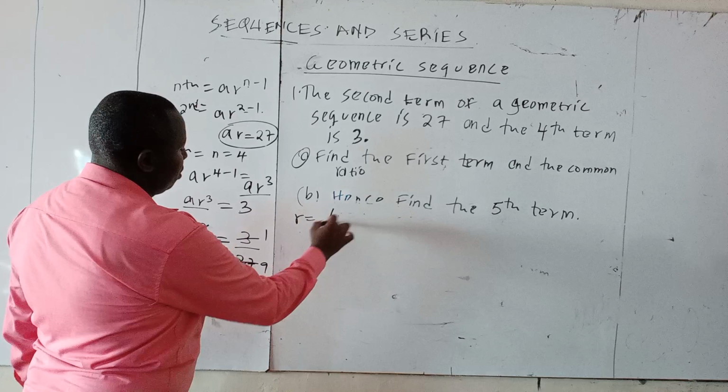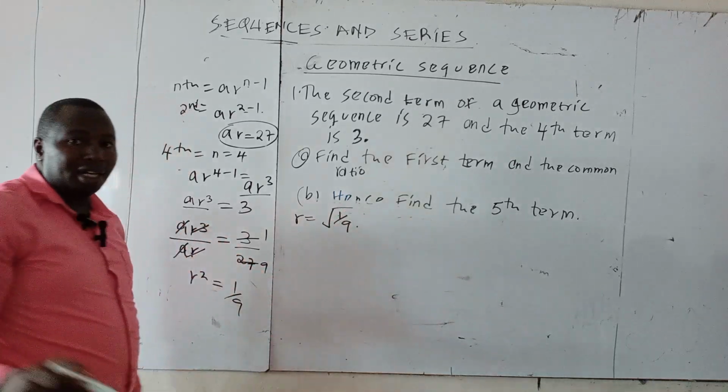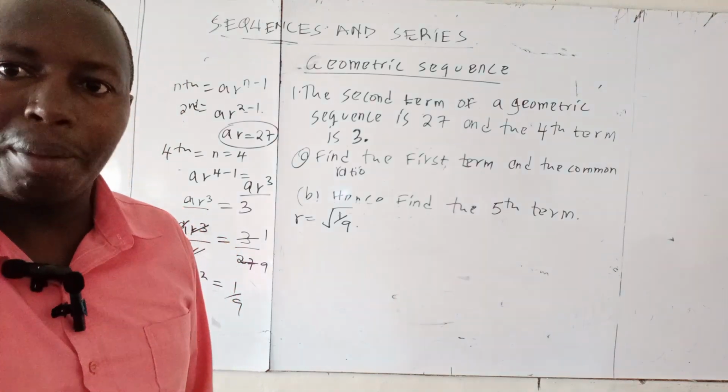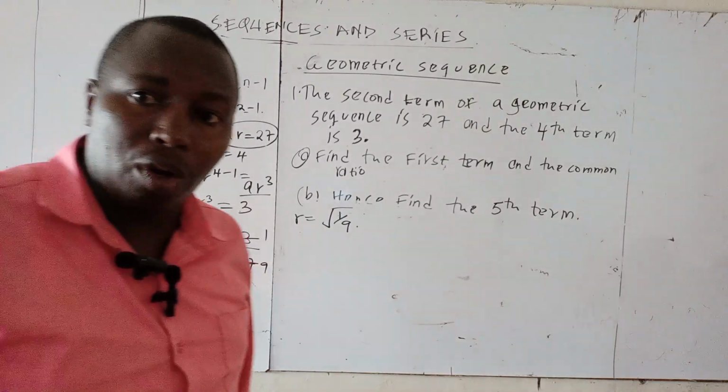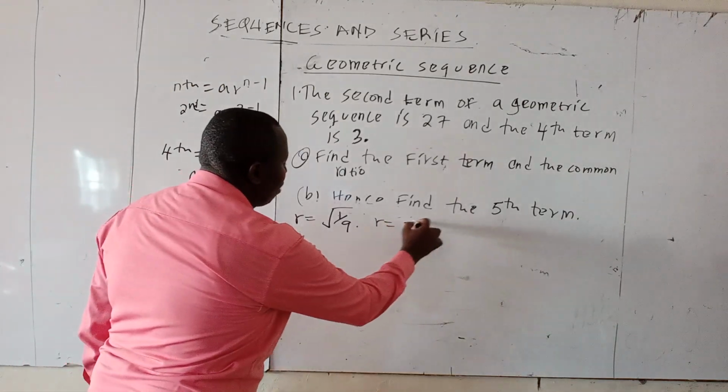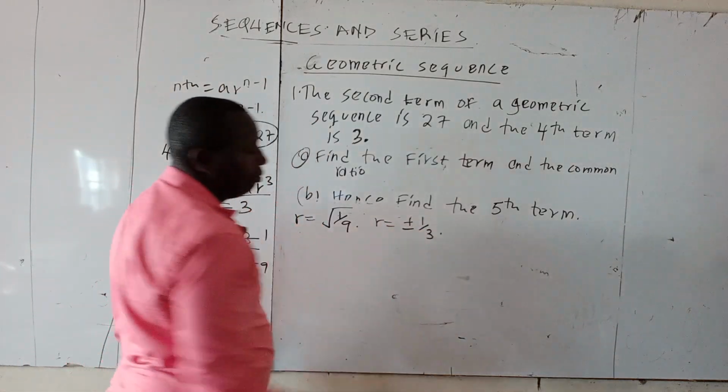So you say R is equal to the square root of 1 over 9. And in this case, a square root is always a plus or a minus. So therefore, the value of R will be equal to plus or minus 1 over 3.